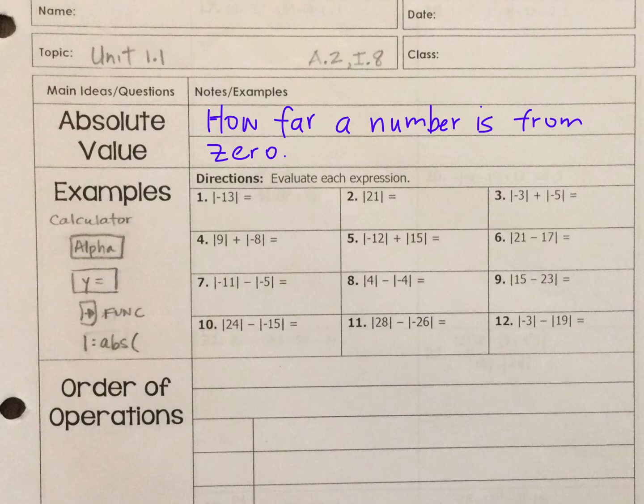The first ones we're going to do without our calculator, and then I will show you how to do it on a calculator. So number 1 says the absolute value, that's what these bars mean, absolute value of negative 13. Well, how far away from 0 is negative 13? It's 13 jumps. So the answer is just a 13.